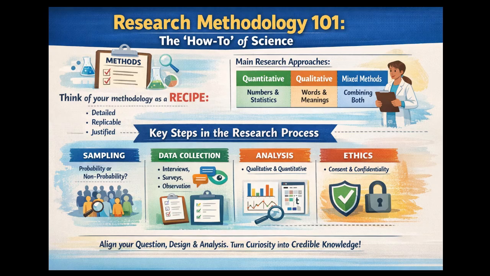To conclude, the key to strong research methodology is alignment. Your research question, design, data collection, and analysis must all fit together logically. Your methods should be ethical, transparent, realistic, and replicable. There is no single perfect method, only methods that are more or less appropriate for a particular question. When methodology is done well, it transforms curiosity into credible knowledge.